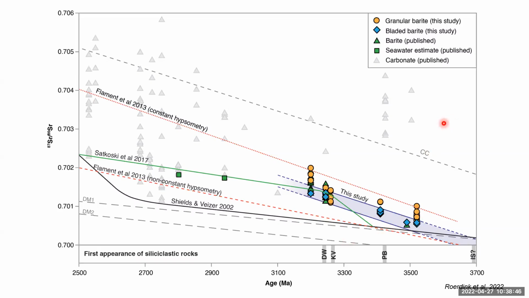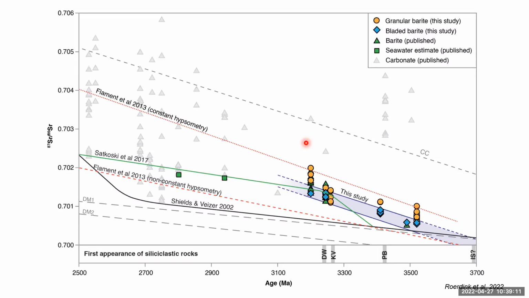Lastly, you can see in light gray triangles, these are carbonate data that were published. And you can see how off, in a sense, the strontium isotope ratios in those carbonates are. The carbonates for the early Archean have been affected so much by metamorphic resetting that they're just not really helpful in trying to estimate seawater compositions here.